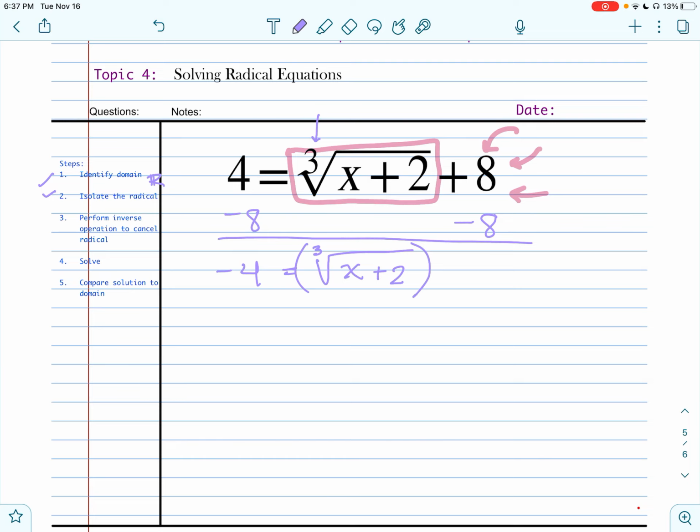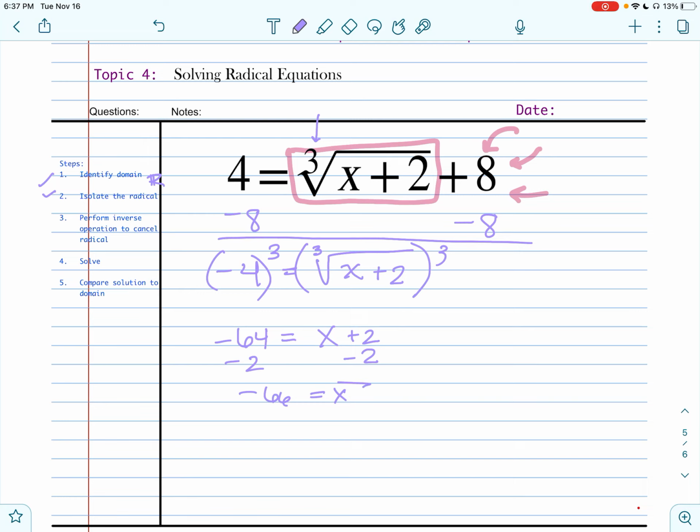Because it's a cube root, I need to cube both sides. Now remember, a cube can be a negative number. -4 times -4 is positive 16, times -4, I believe, is negative 64. I make lots of mistakes, so I'm sure that if I did that wrong, you guys will tell me about it. And now I just need to solve. And I get x equals negative 66.